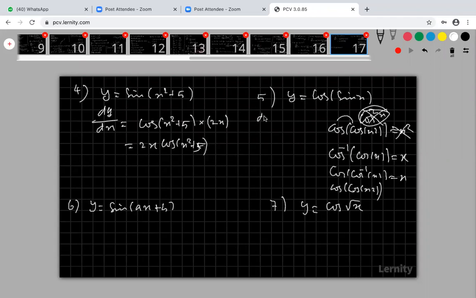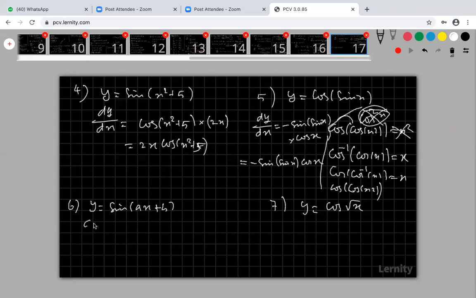Here look at that. My dy by dx is cos of sin x. Differentiation of cos is minus sine of sin x, into differentiation of this sin x, that is cos x. So therefore the answer is minus sine of sin x into cos x. Okay.